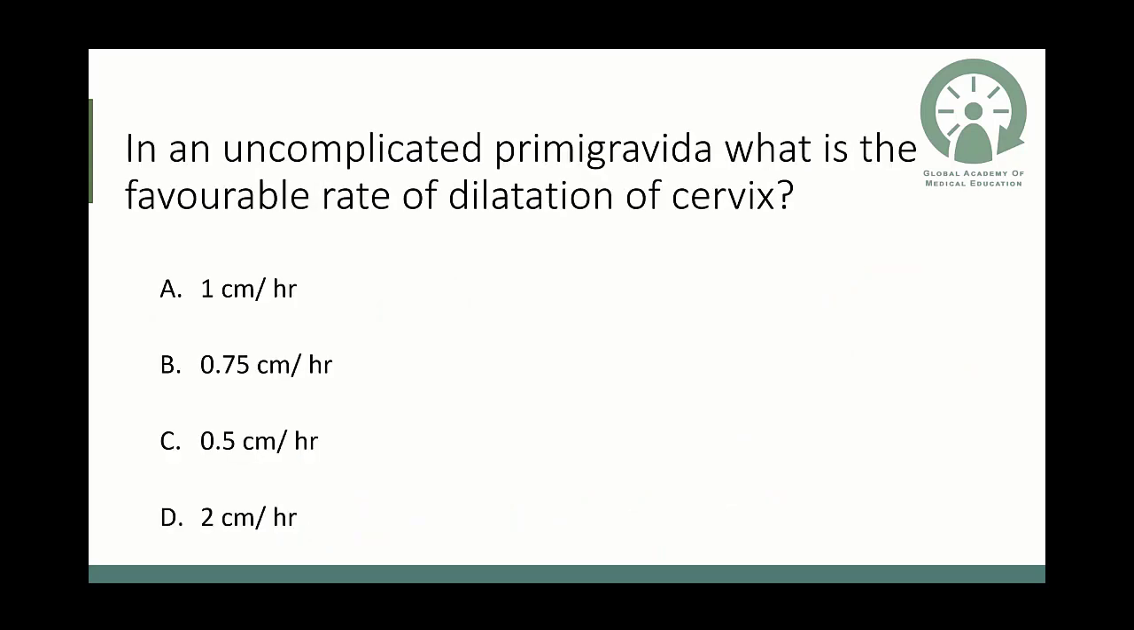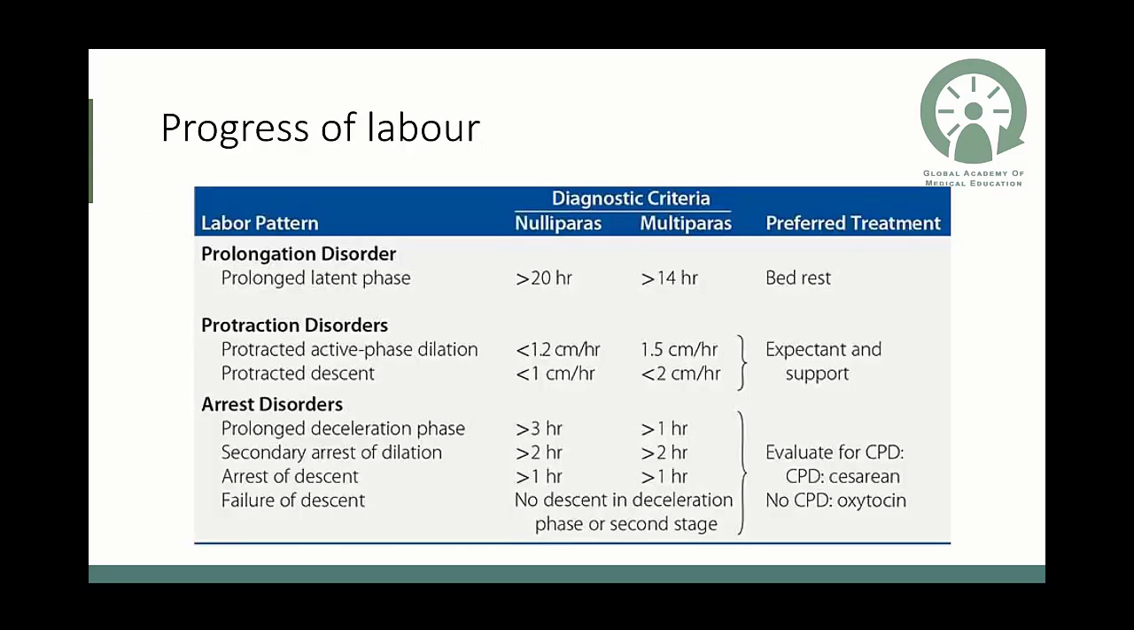In an uncomplicated primary gravida, what is the favorable rate of dilatation of cervix? Again, a classic OBS question. So let us just see this table from Williams. Protracted or slow dilatation is when it is less than 1.2 centimeters per hour in case of nulliparous and less than 1.5 centimeters per hour in case of multiparous. That is called slow, right?